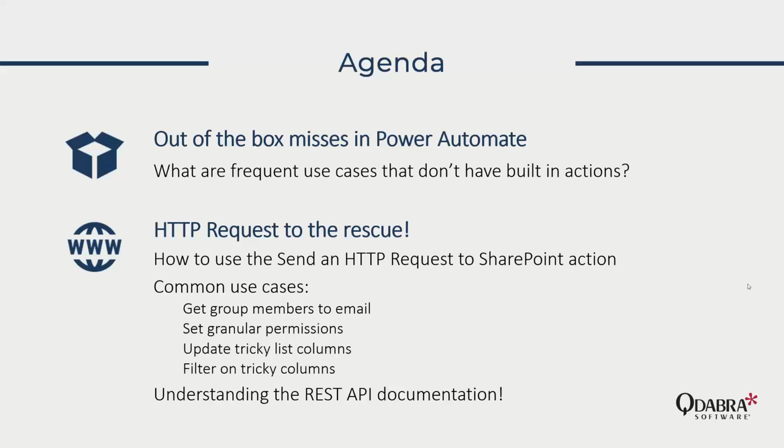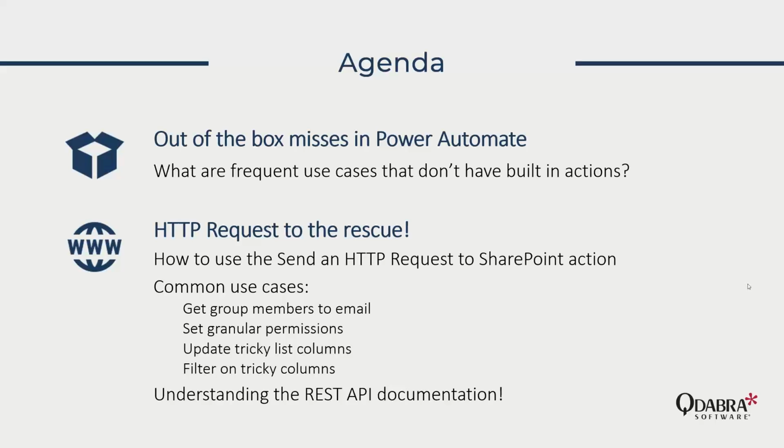There's some common use cases I've seen, and those are mainly the ones I'm going to highlight today. You can get group members. Let's just say you'd like to email a group. That's certainly a common enough scenario. You can set really granular permissions. You can update columns in a list like a hyperlink, and there's also the ability to set a single person or group picker to null, which is still not available in the out-of-the-box update a list item action.